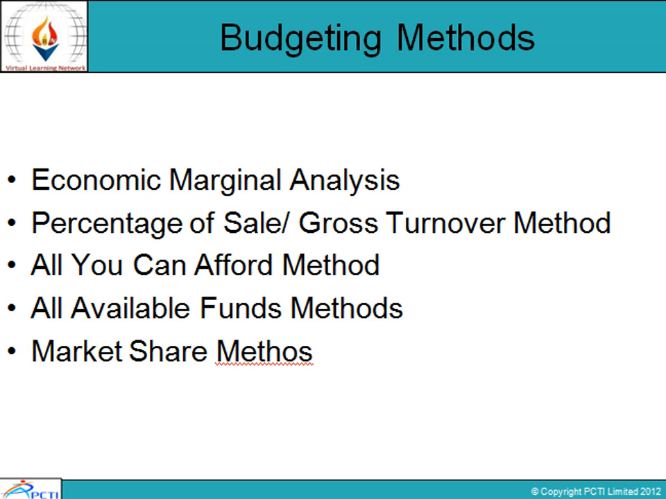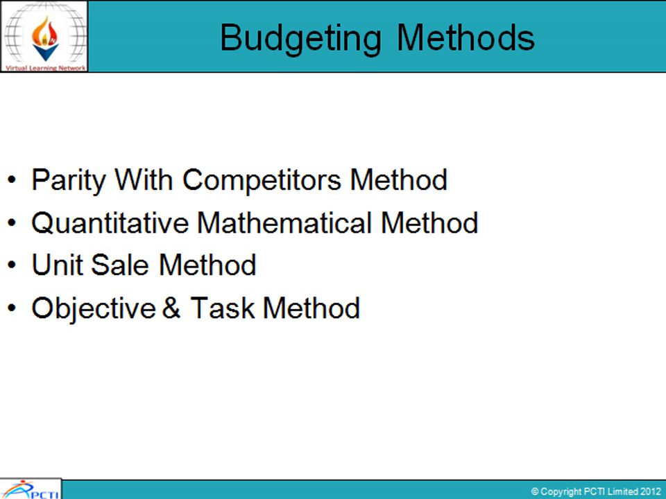When we talk about market share methods, in a competitive market there is usually some correlation between a brand's share of the market and its share of advertising in that particular product category. We also discuss the parity with competitors method. This method basically assumes that every competing company is spending what is optimal for them, and not only to hold their market share but also keep growing, right? So spending a similar amount would be just fine.